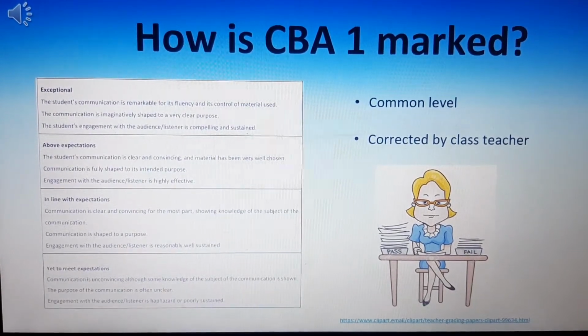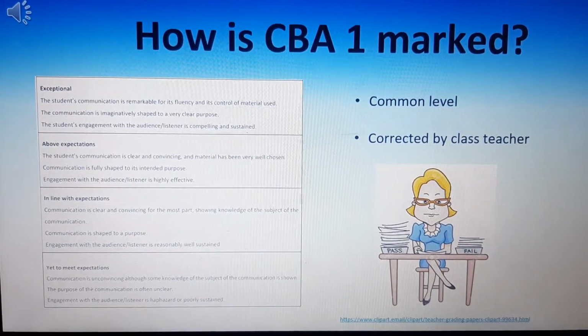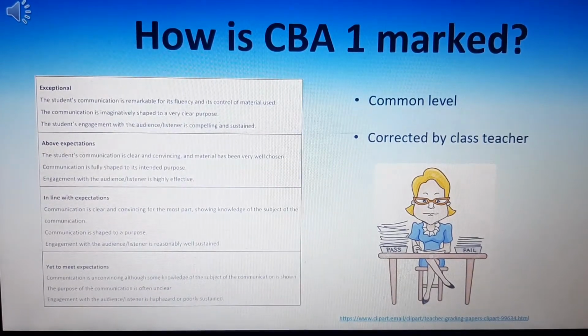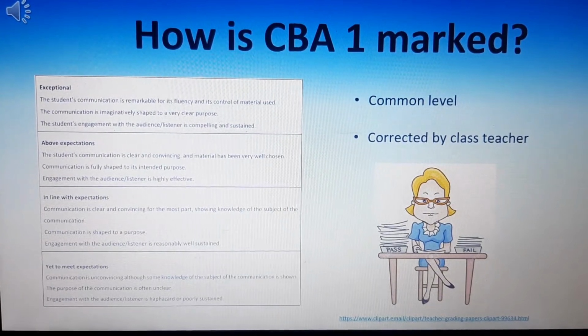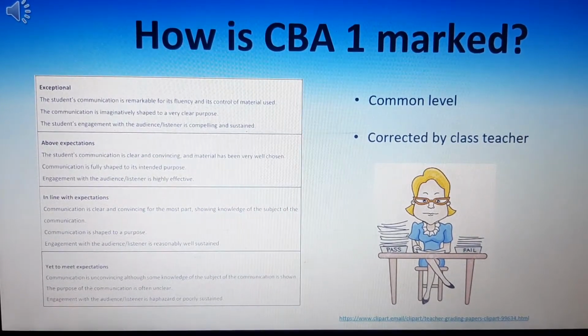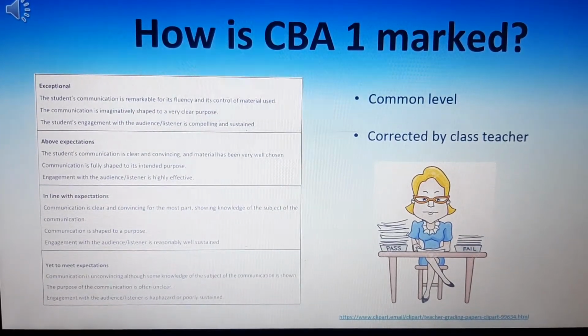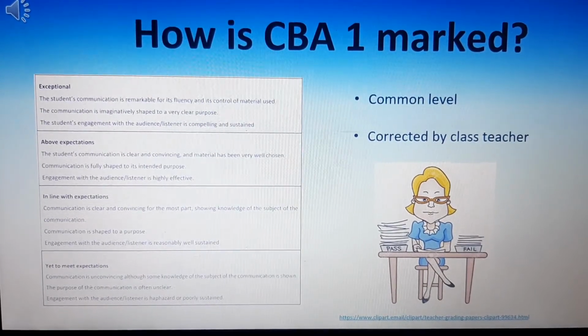Yet to meet expectations. Communication is unconvincing, although some knowledge of the subject of the communication is shown. The purpose of the communication is often unclear. Engagement with the audience listener is haphazard or poorly sustained.